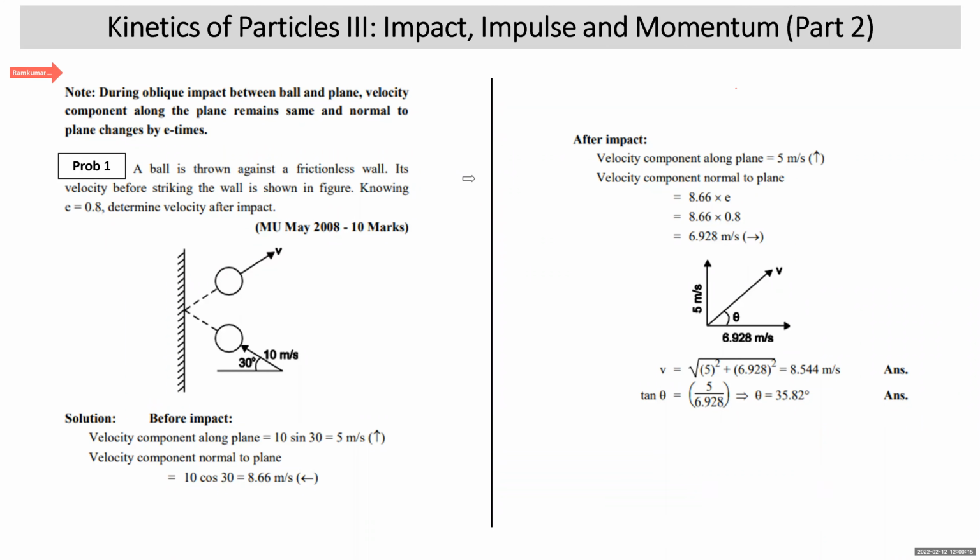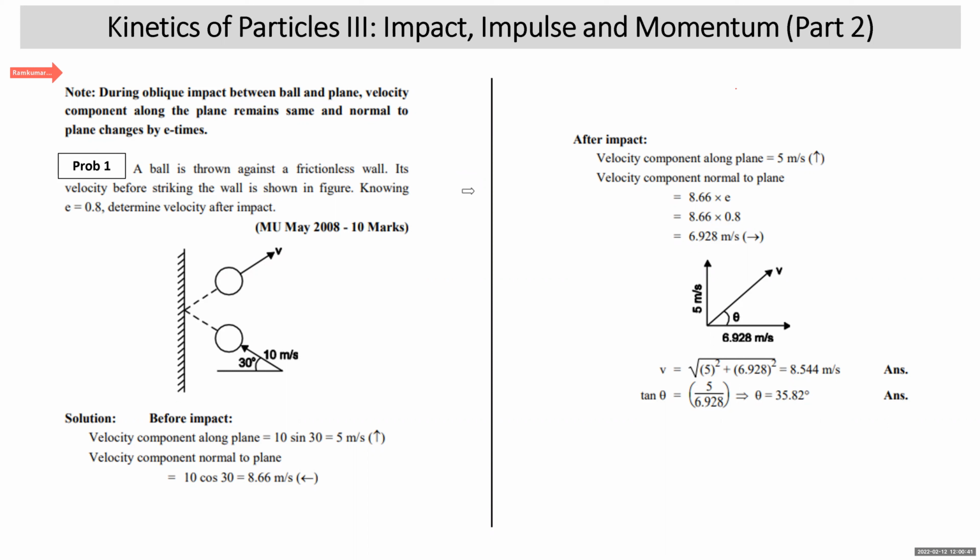Hello students, in the previous lecture we had done the problems of direct central impact and we had also done the three problems on oblique central impact. For the direct central impact between ball and the plane, we had understood that with every direct central impact between ball and the plane, velocity of the ball changes by e times. Direct central impact means what? The ball hits the plane at 90 degree to the plane.